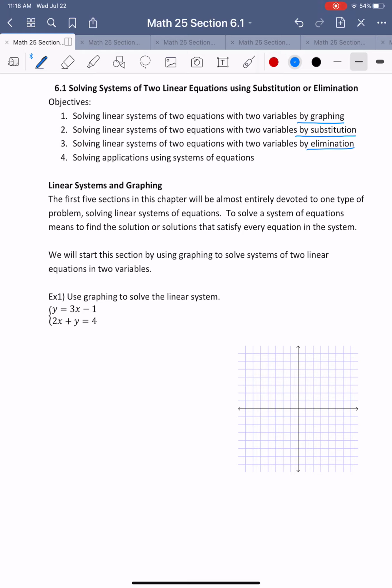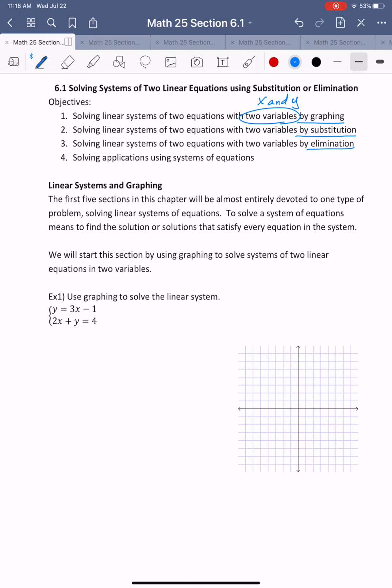The word problems that you met before usually come with a system of two linear equations. Two variables means you always get x and y. So, linear systems and graphing. The first five sections in this chapter will be almost entirely devoted to one type of problem, solving a linear system of equations, which means when you have a system of equations, you can solve it in five different ways.